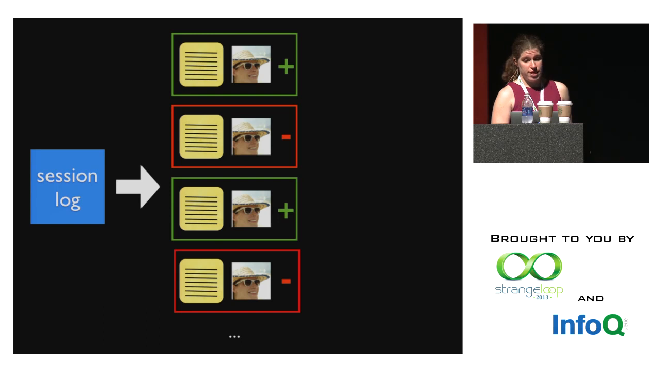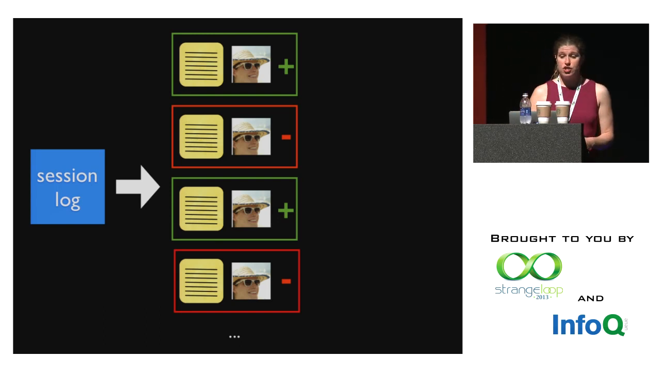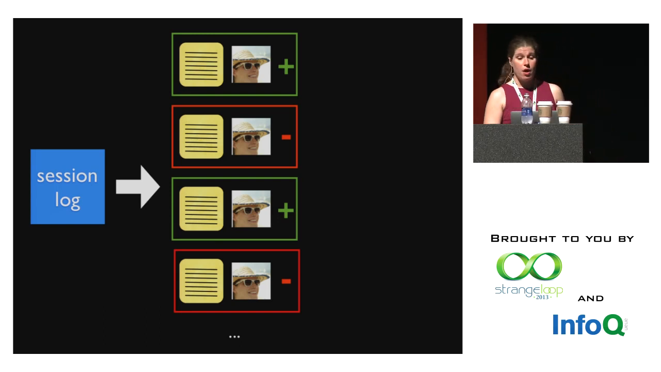Here is a visual representation where one session log gets transferred into many data, and where each datum includes the article, the user, and whether it was a positive or a negative interaction.